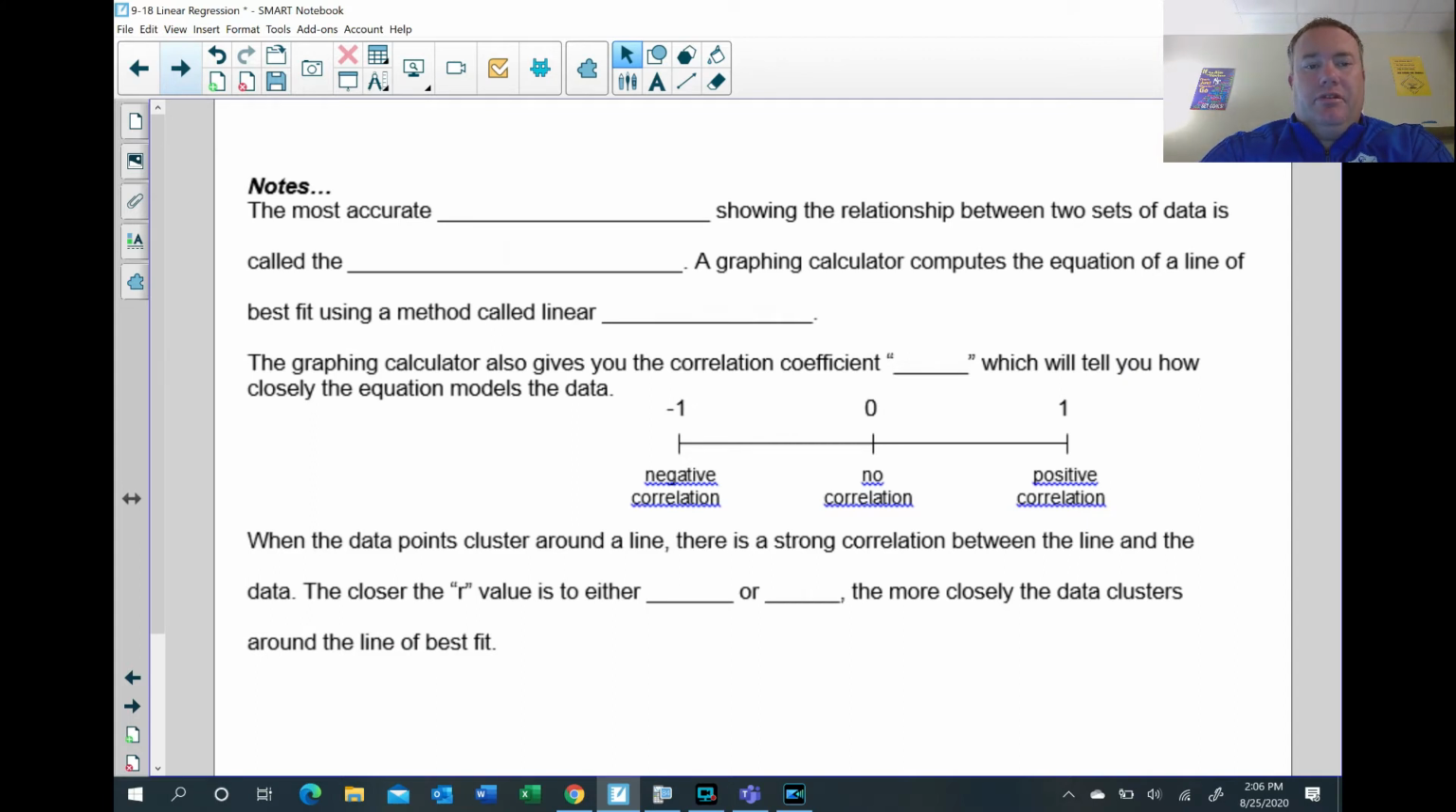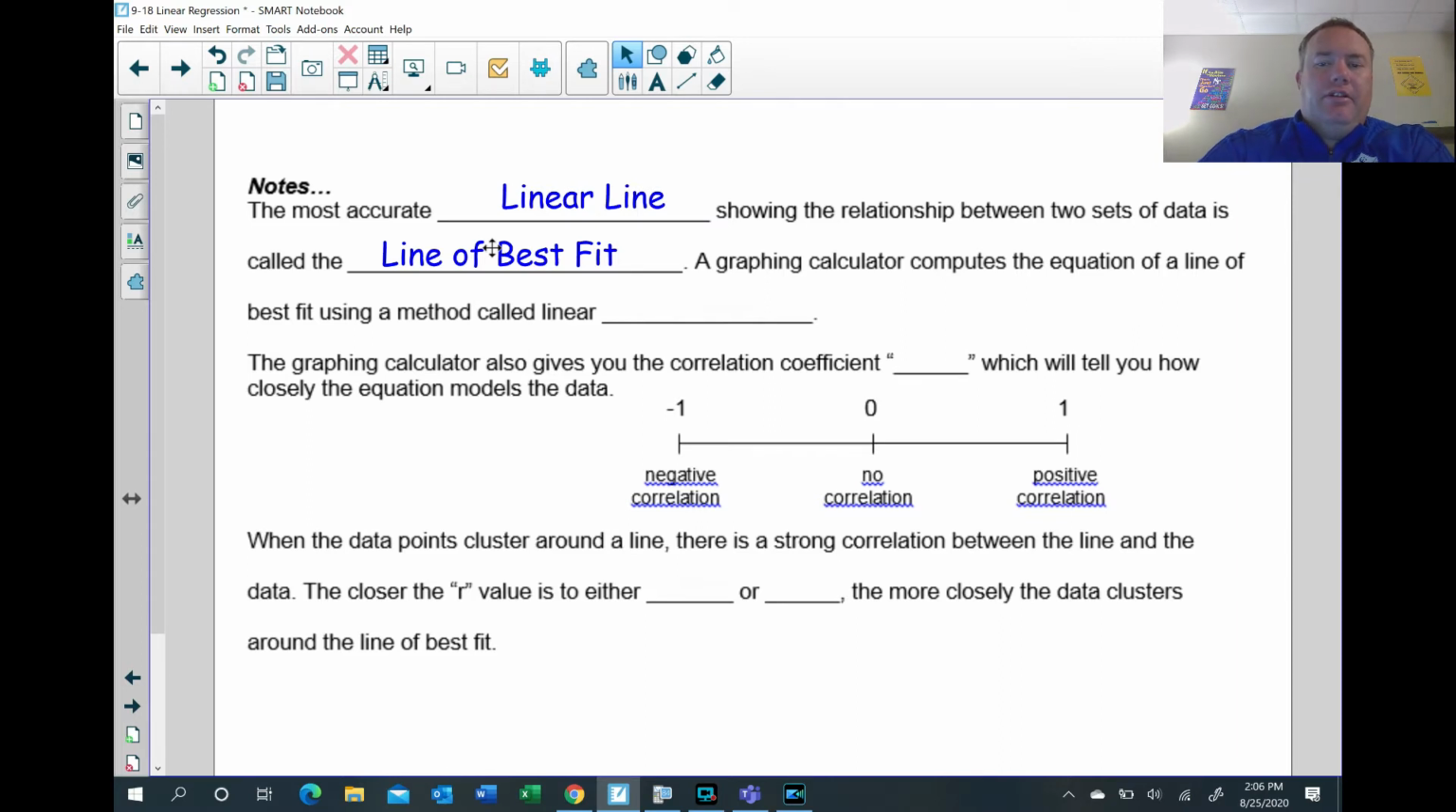Well, actually, let's go on to this part of our notes. The most accurate linear line showing the relationship between two sets of data is called a line of best fit. In other words, it's drawing a line that best represents the data.